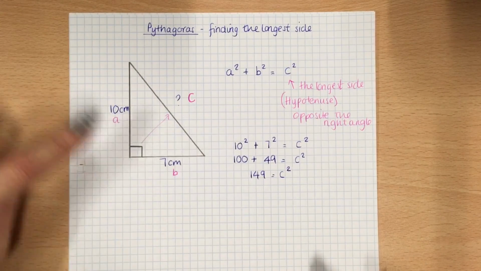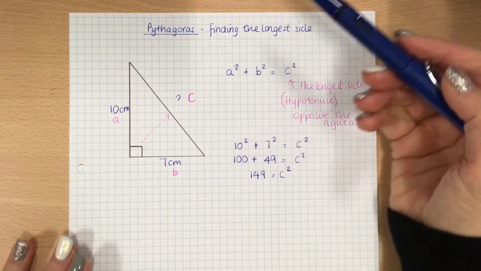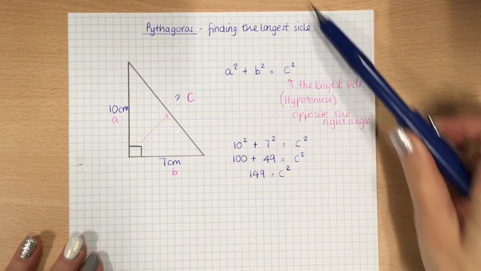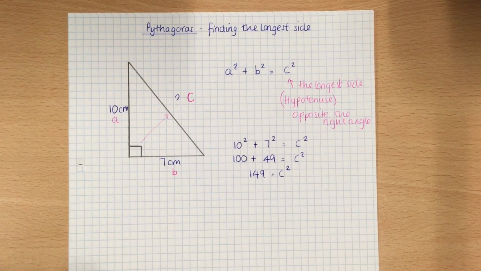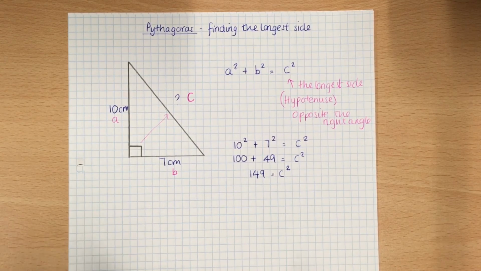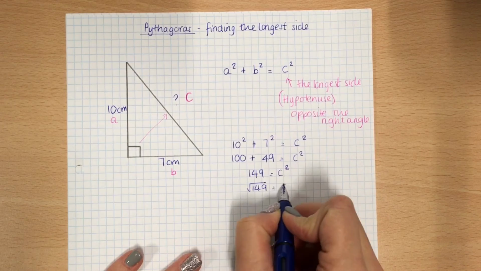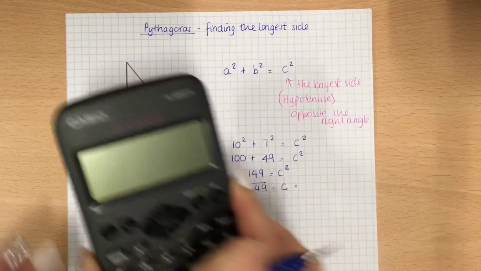Now, this is not what I want. I don't want c squared. I want c on its own. Now, I know basically that there's a square drawn on here that has an area of 149. That's what that's telling me. So what I need to do now is work out the length of one of the sides of that square. And basically, you do the inverse of squaring, which is square root. So I need to do now the square root of 149 to tell me the length of C.